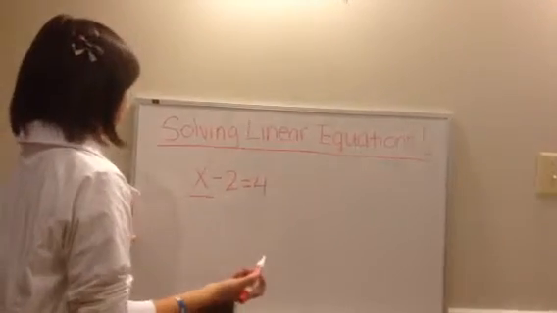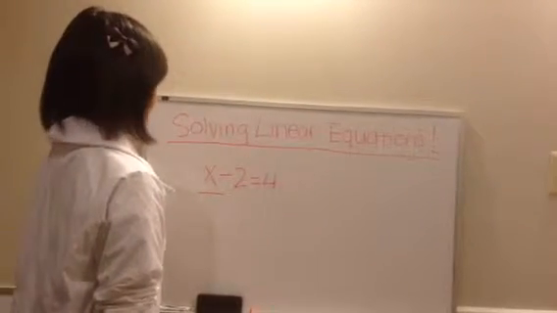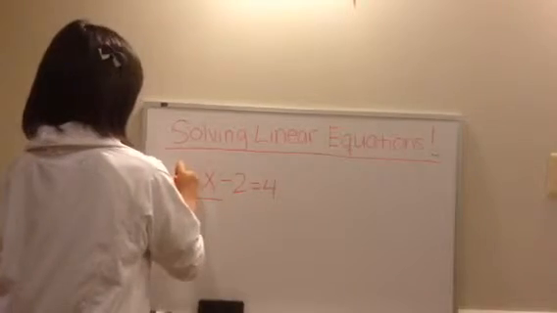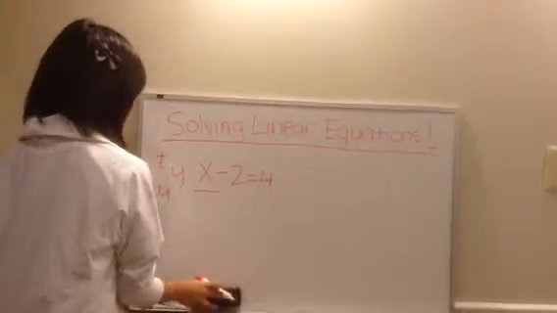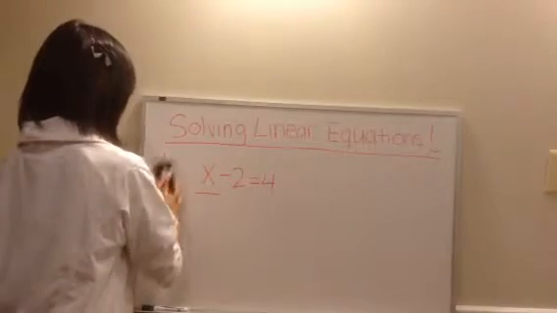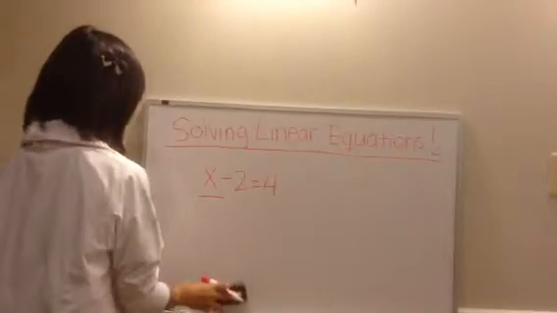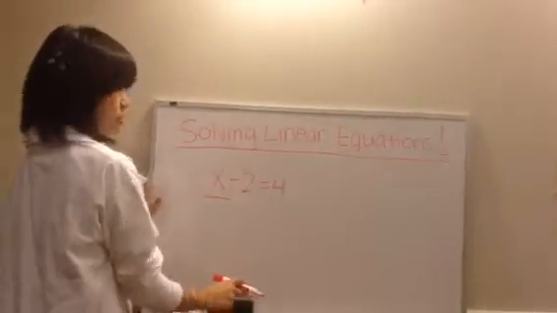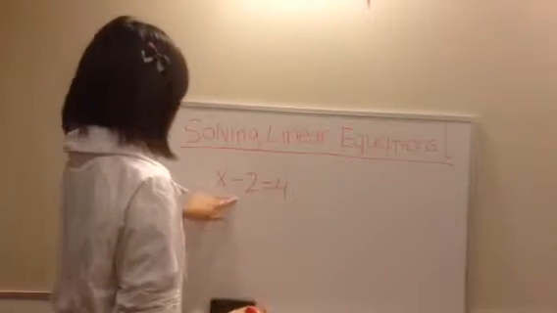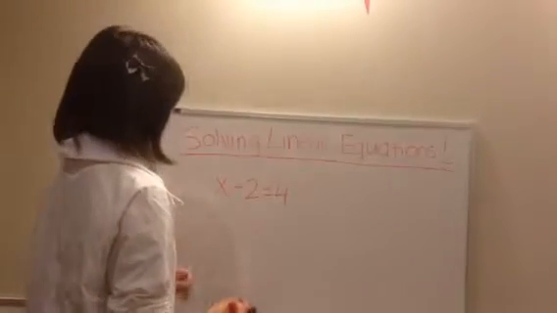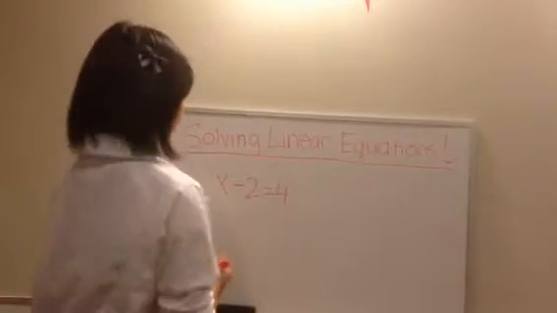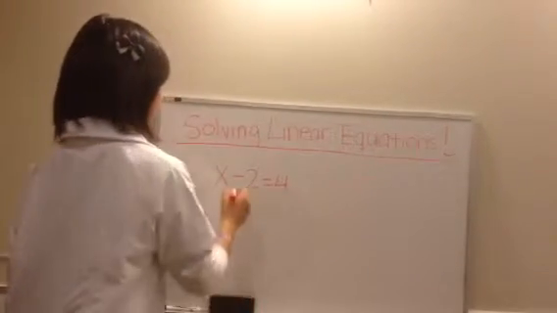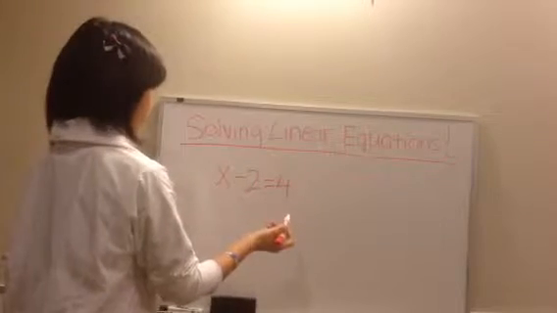X is usually the most commonly used variable, but the variable can also be y or t or u or any letter in the alphabet. Just don't get confused if you see another variable that's not x in a linear equation. You still do the same thing. So, in a linear equation, your main goal is to solve for x. In order to solve for x, you have to get x alone on one side of the equation.